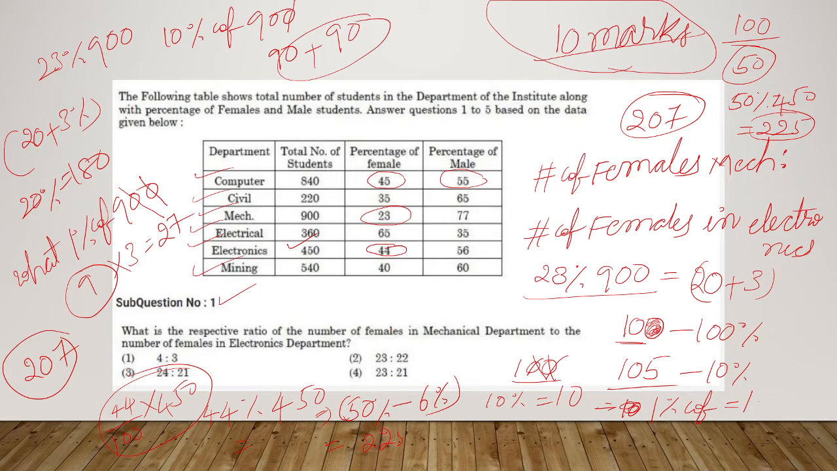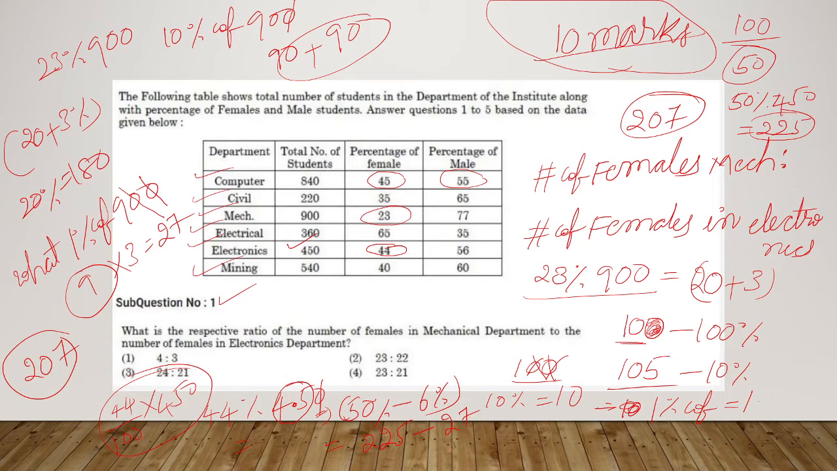225 minus, you have to find the 6%. What is the 1% of 450? That means this is 10%, this is 1%. 4.5 is the 1%. 6% means 4.5 into 6. Okay, 6 4s are 24, 6 5s are 30. That is 3. That is 27.